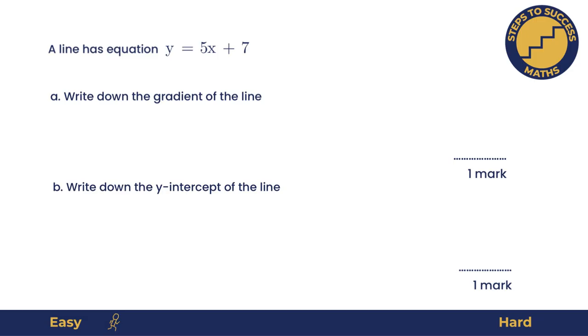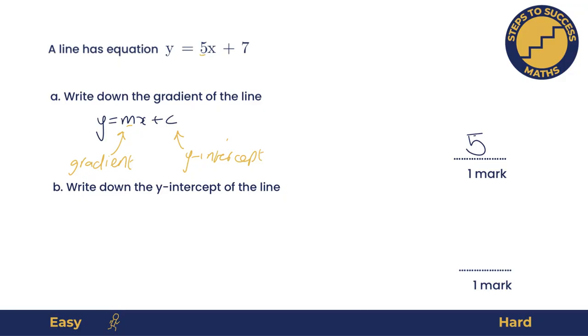A line has equation y equals 5x plus 7. A. Write down the gradient of the line. So the equation of a straight line is given by y equals mx plus c, where m is the gradient and c is the y-intercept. So when we write down the gradient, we're looking for the number in front of x, which is 5. Don't write 5x, it's just 5.